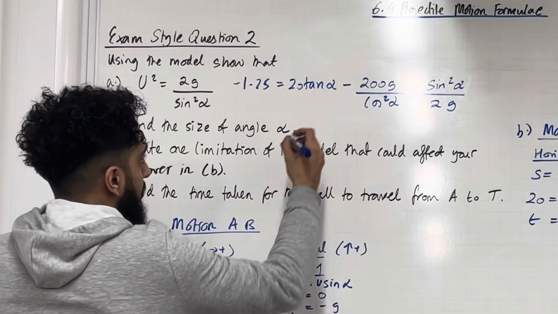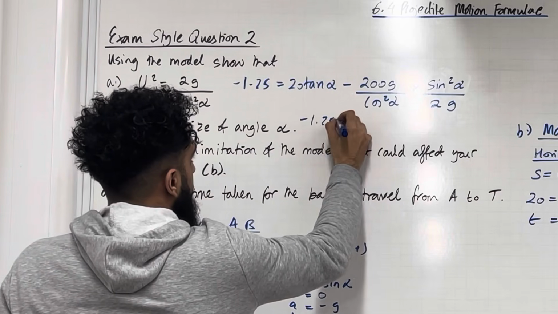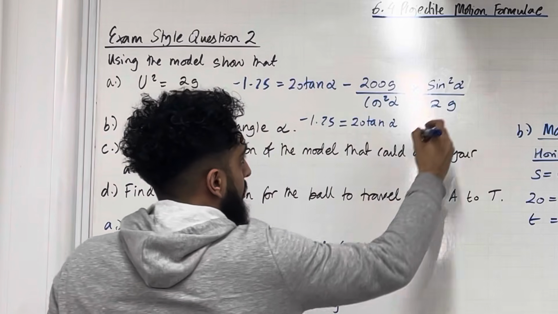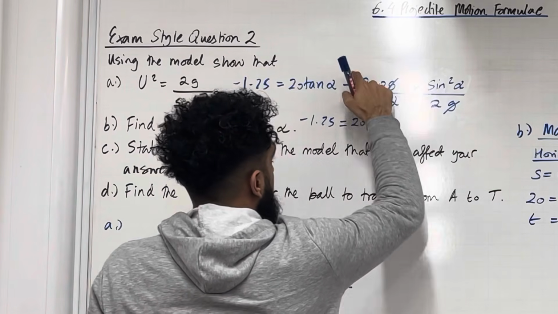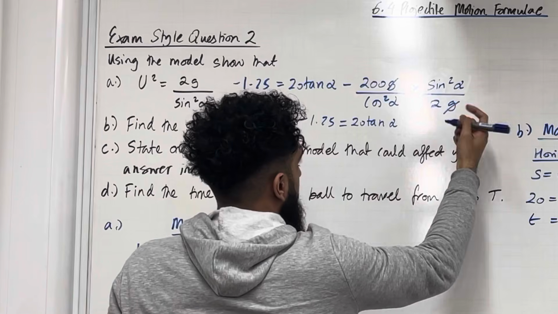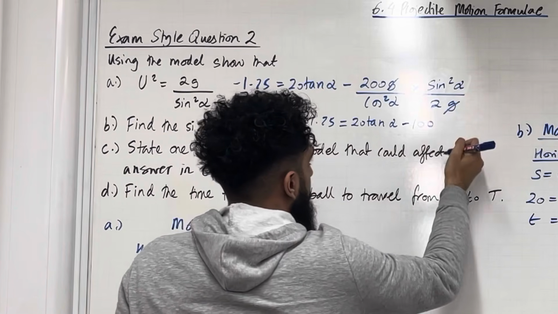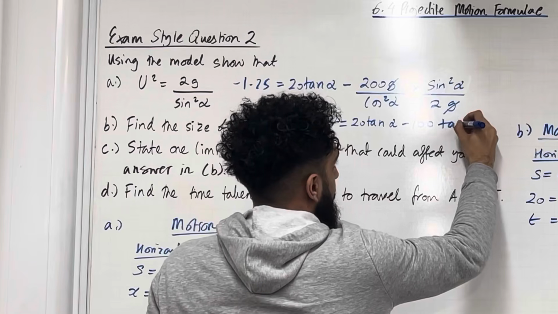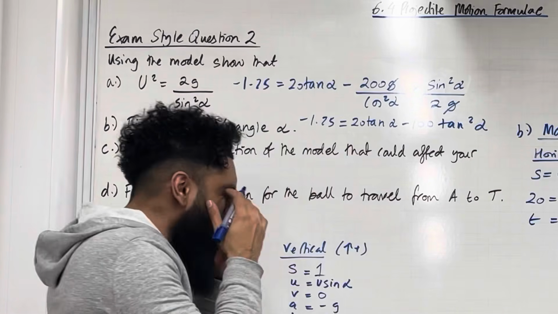Okay, so we have minus 1.25 equals 20 tan alpha. The g's will cancel over here. 200 divided by 2 is just 100. So minus 100. Sine squared alpha over cos squared alpha is just tan squared alpha. Absolutely brilliant.